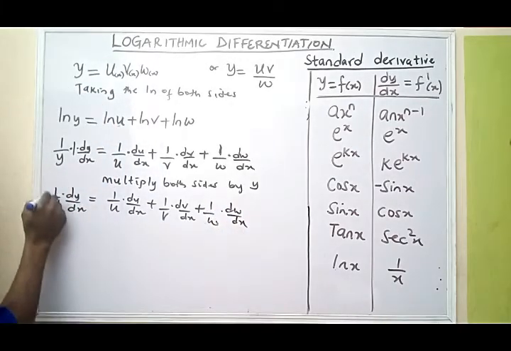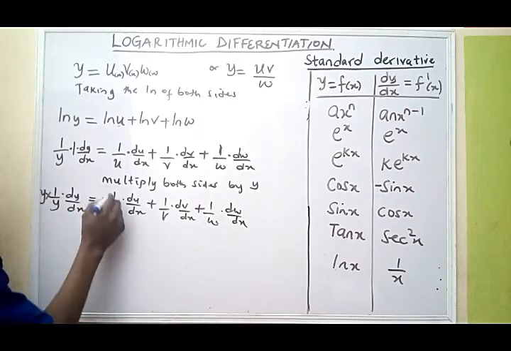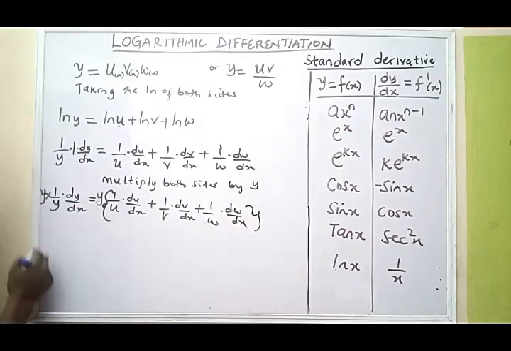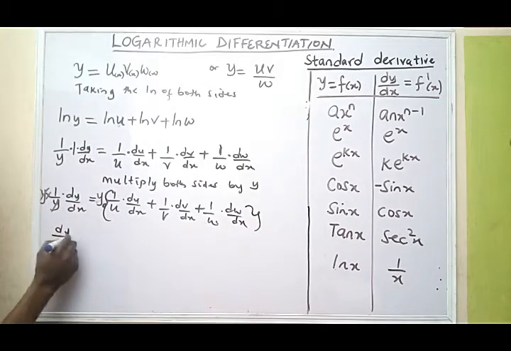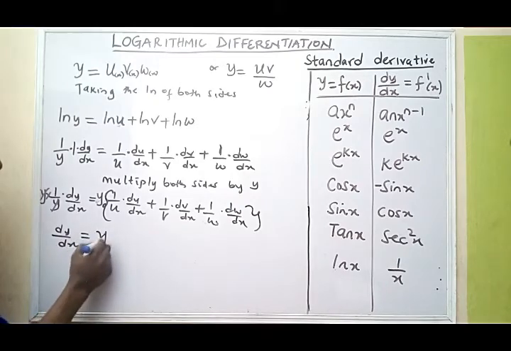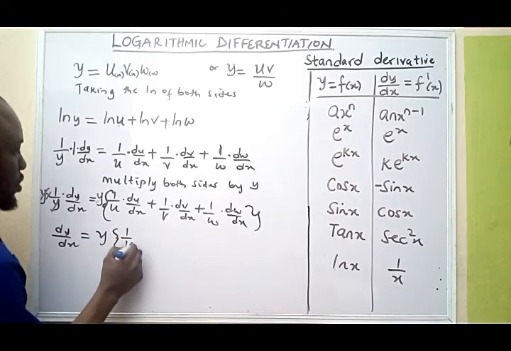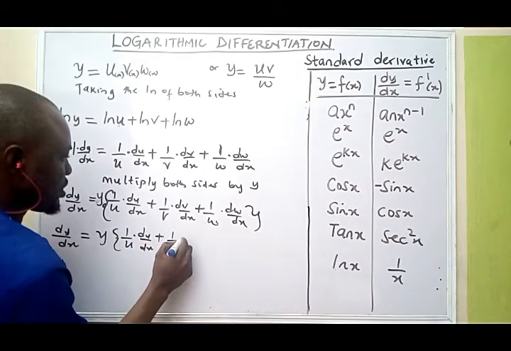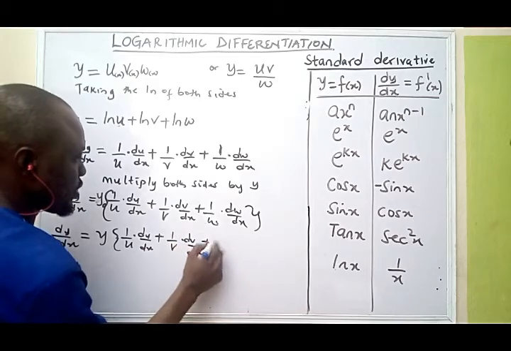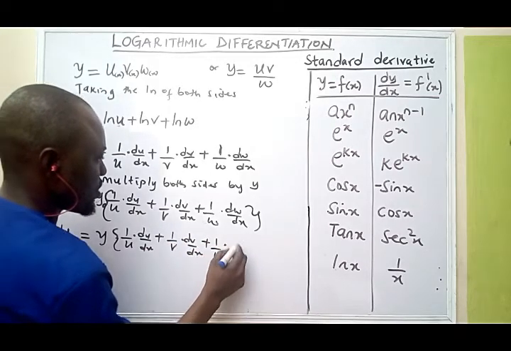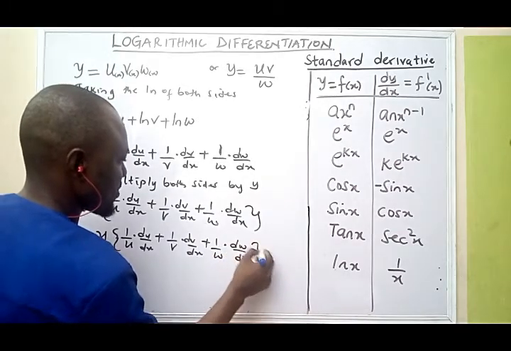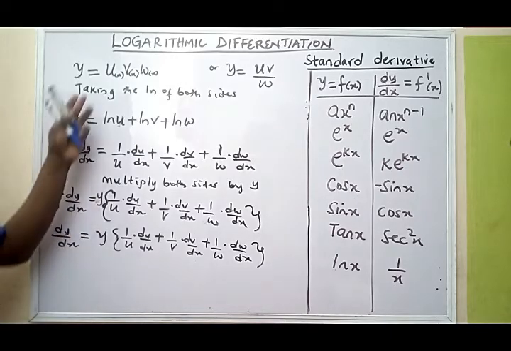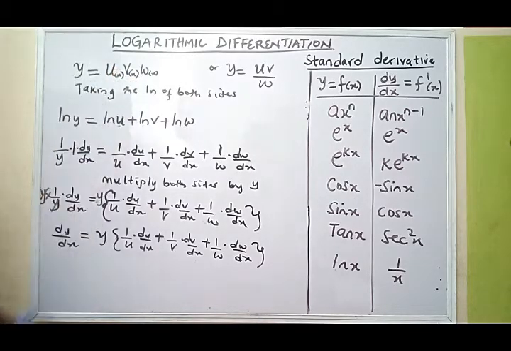So here, I'm multiplying both sides of the equation by y. So y cancels y, and dy/dx will be y times 1 over u dot du/dx plus 1 over v dot dv/dx plus 1 over w dot dw/dx. So this is the derivative when you have more than two functions as a quotient.